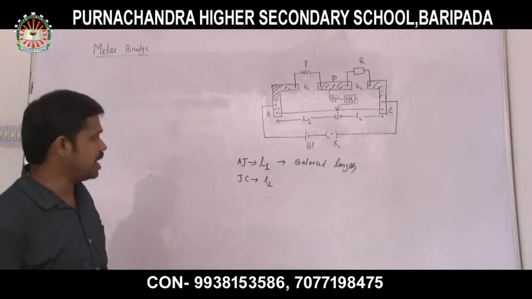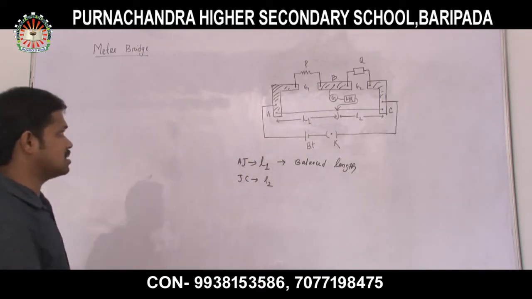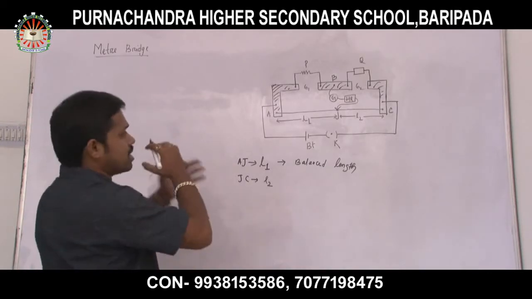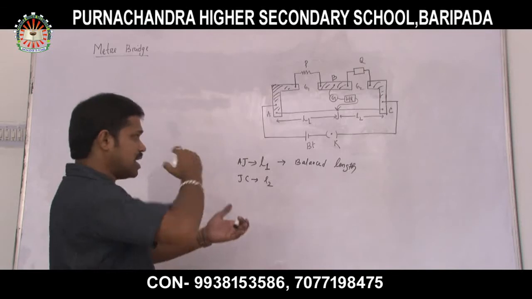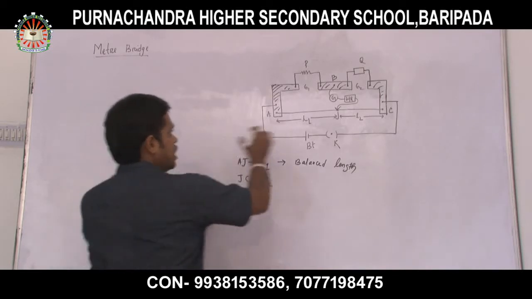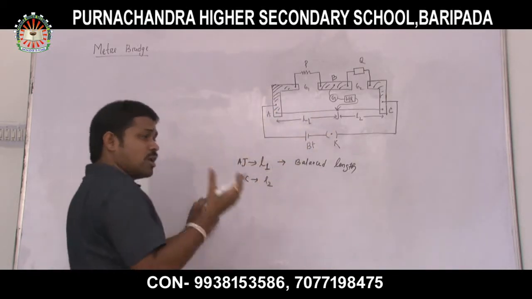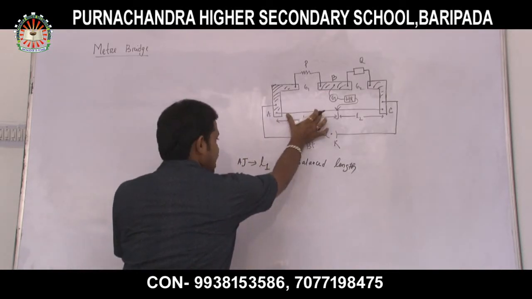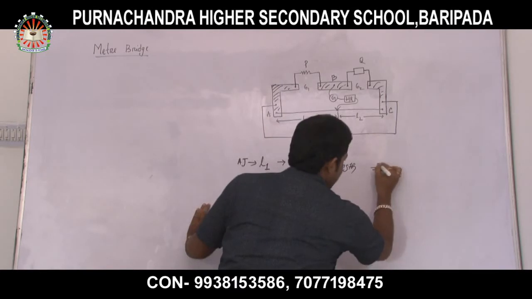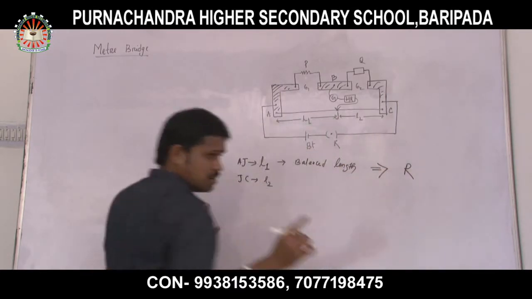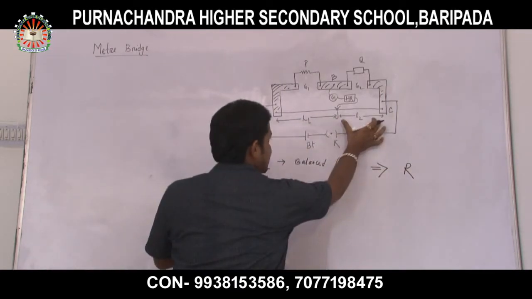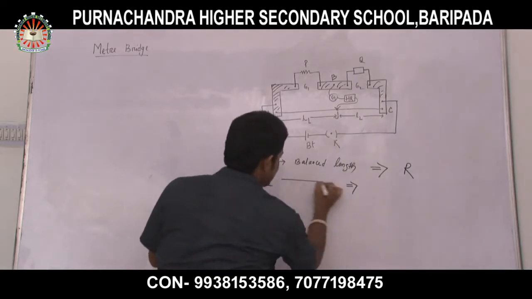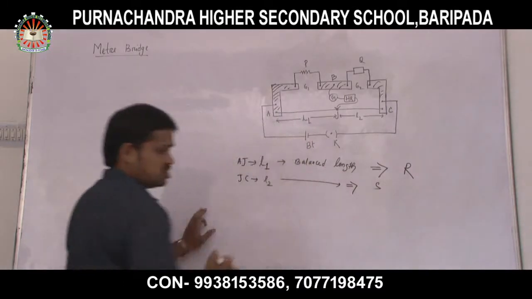Very simple. Okay, now as the bridge is balanced, at this step we take AJ, or we replace this edge AJ with the help of resistance R, and replace JC with resistance S.